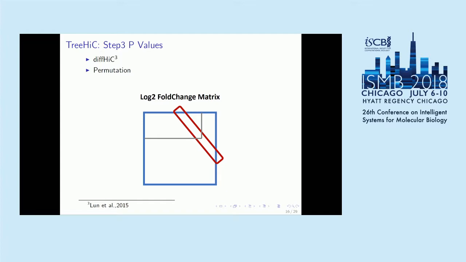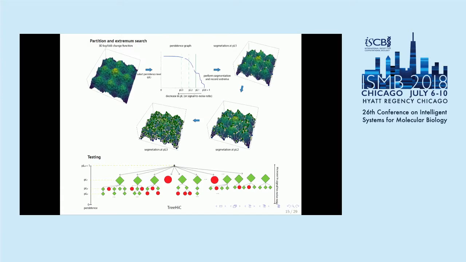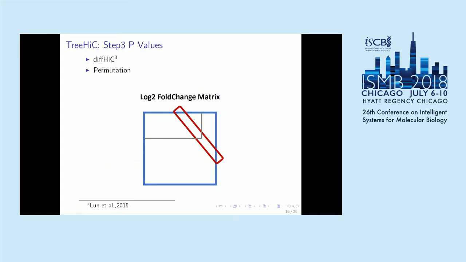And the third procedure is to get the p-value, because how we obtain the p-value is independent of how we construct the tree, because the tree depends on how we partition the contact matrix. So the p-value can be obtained by existing models like DIFHiC, or we can use permutation. Basically, the idea for permutation is to permute the log2 fold change of all the cells that share the same genomic distance and get the probability of observing such a log2 fold change under such a genomic distance.